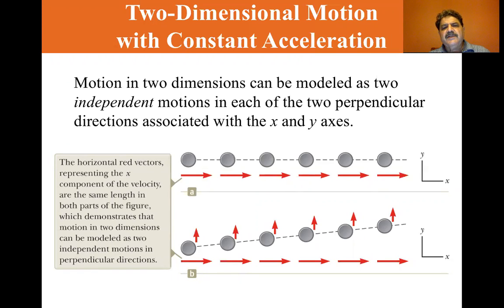So motion in two dimensions can be modeled as two independent motions in each of the two perpendicular directions associated with the x-axis and the y-axis. Any influence in the y direction does not affect motion in the x direction and vice versa. They're independent. And we're going to use that to our advantage when we discuss projectile motion.